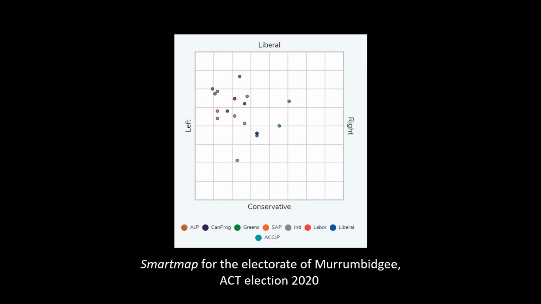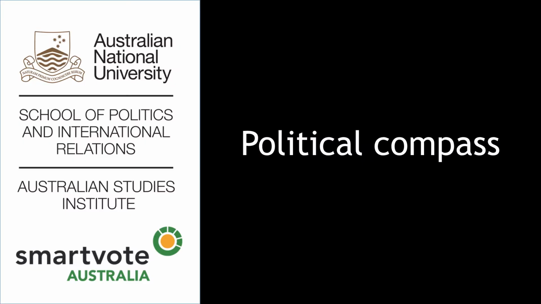Smart Vote Australia uses a slightly different version. It does not separate the world into quadrants, but still maps political positions in 2 dimensions, liberal conservative going vertically, and economically left-right going horizontally. I'm Mark Fletcher from the Smart Vote team at the Australian National University, and this video is all about the fun that you can have with these political compasses.